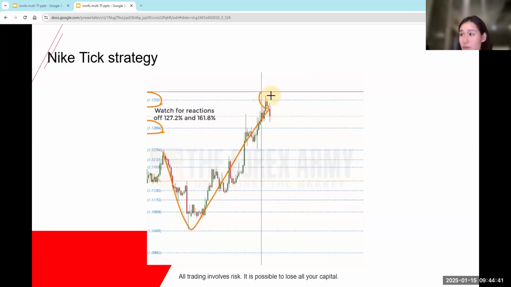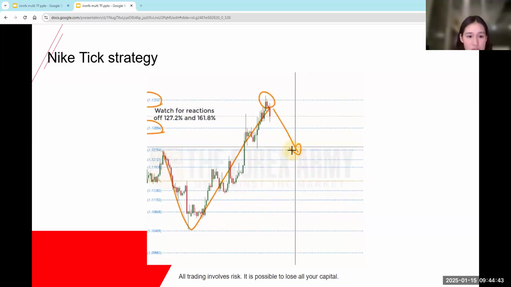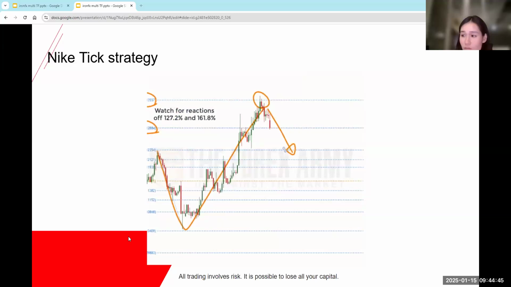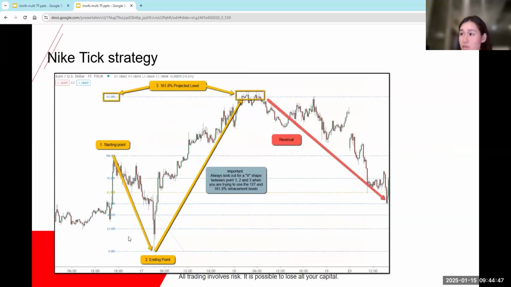Now let me go back to my previous slide. Okay, so this is an example of how it looks exactly. If you look at the yellow arrows, that's exactly what a Nike tick kind of looks like. So this is where we draw the Fibonacci retracement, our 161. You can see price reacting off of it and then giving you that resultant reversal.